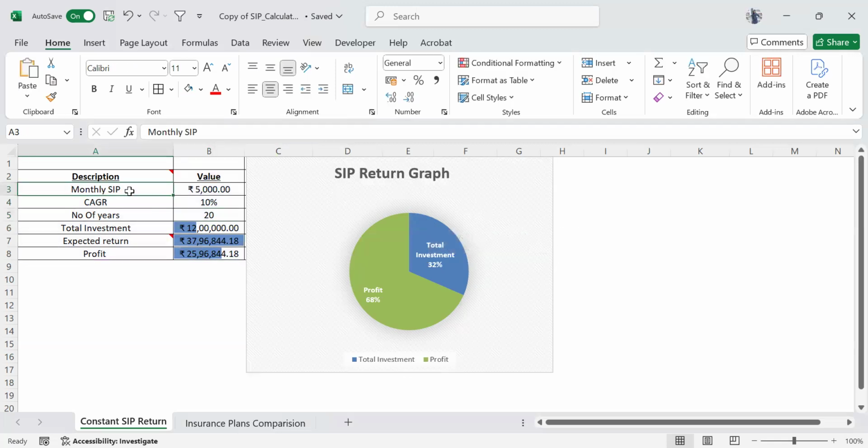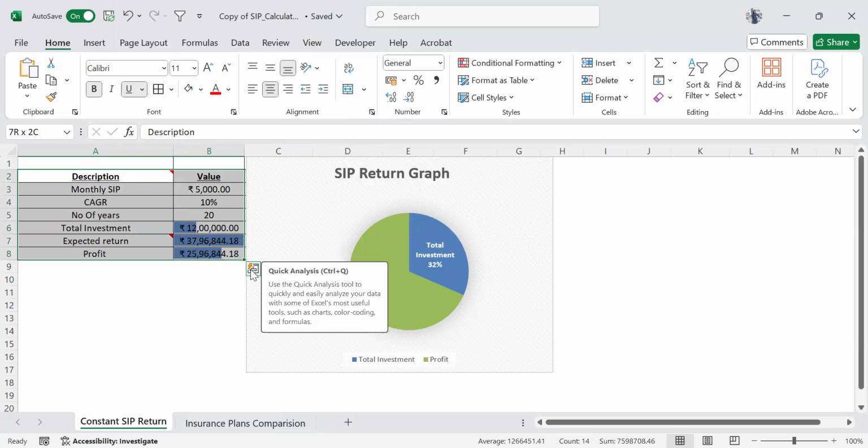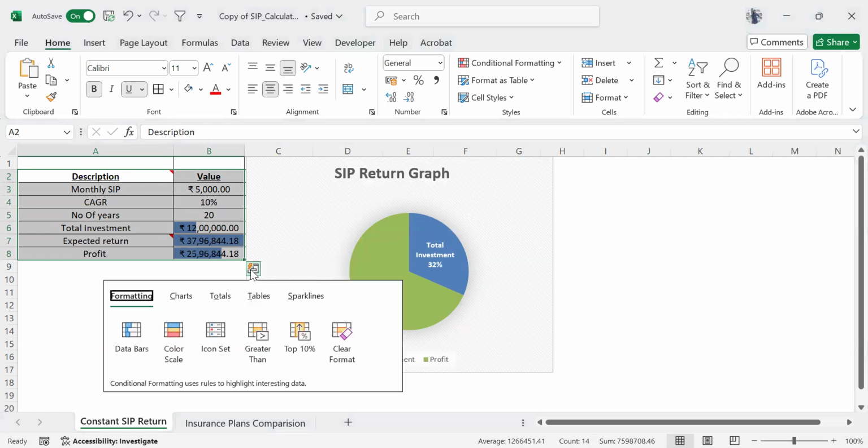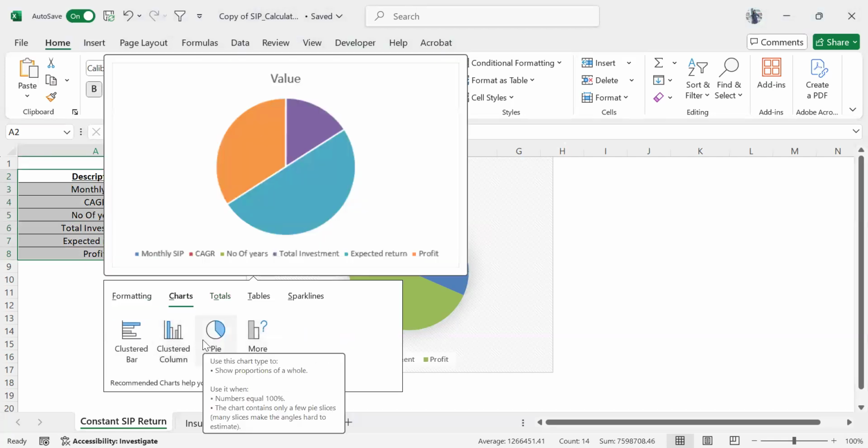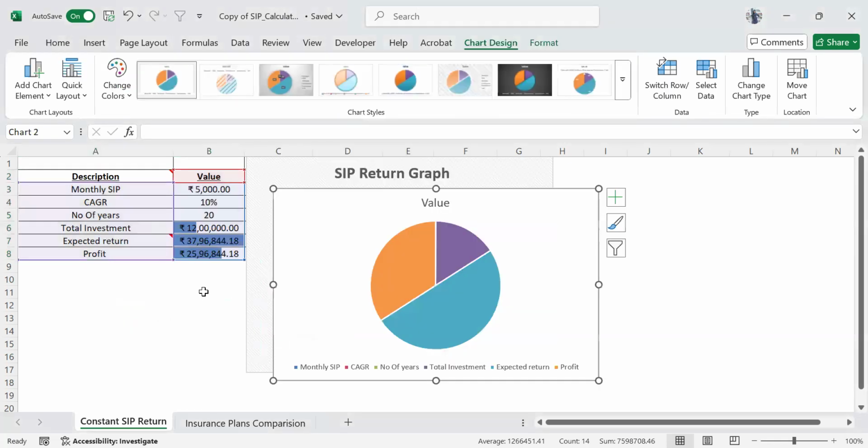You just need to do a very basic data analysis, where you select all the cells that you want to include in the analysis. Then you will see an icon appear over here, the Quick Analysis tool, which has a keyboard shortcut of Control plus Q. Once you click here, you will get a number of options for all the graphs. What we need over here is a chart, and in chart we need a pie chart. Once you select the pie chart, you can see a graph reflected over here.